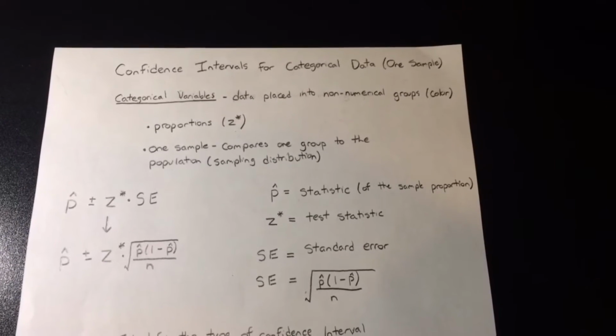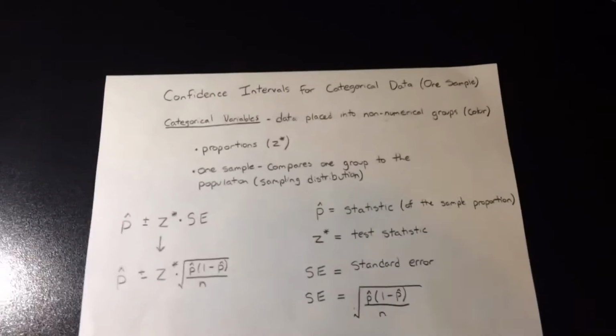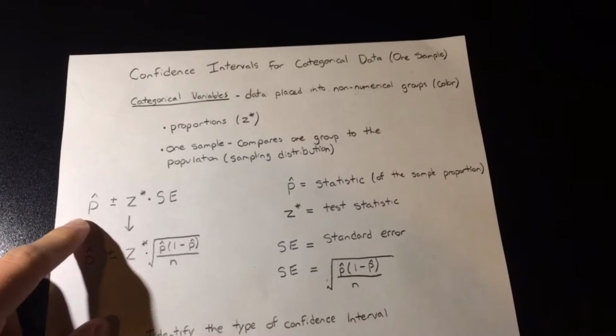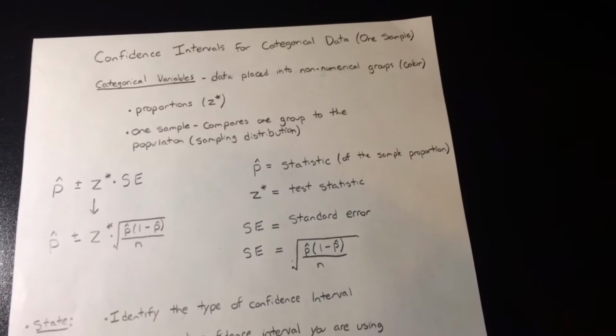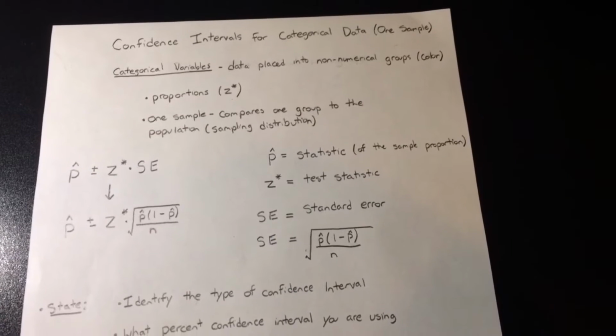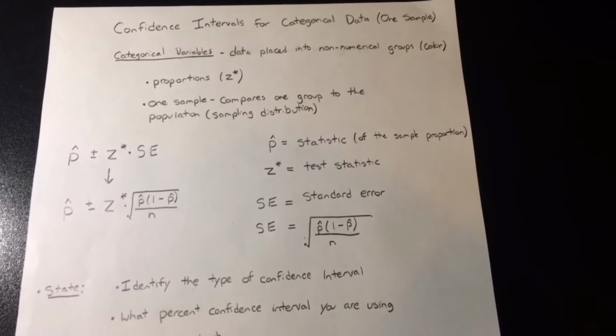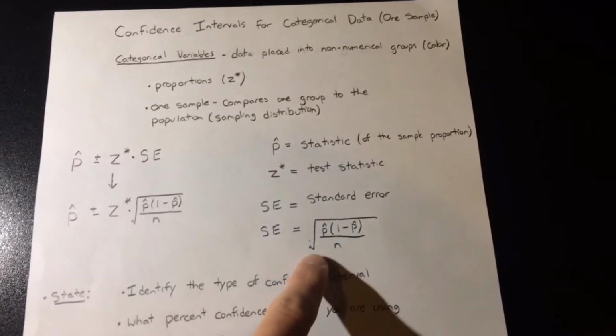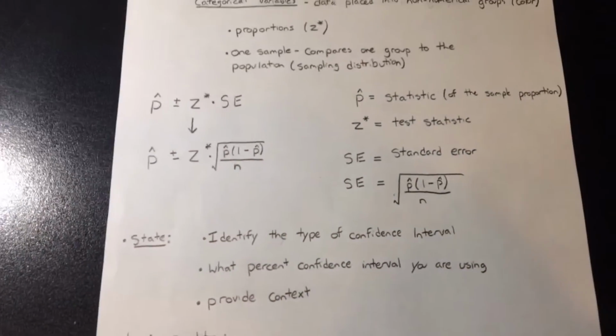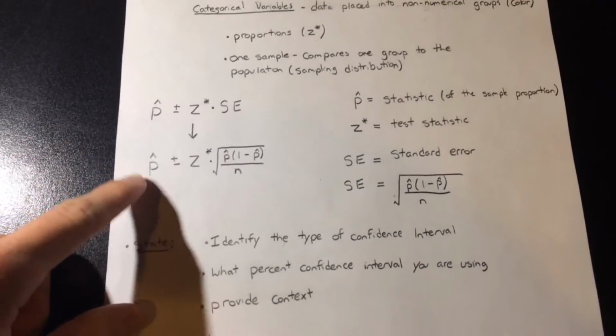An example would be like the sampling distribution. We're using this equation, and our variables are p hat, which is the statistic of the sample proportion, z star, which is a test statistic, and SE, which is the standard error, and we'll be using this equation for that. So when we actually solve the problems, this is the equation we'll use.